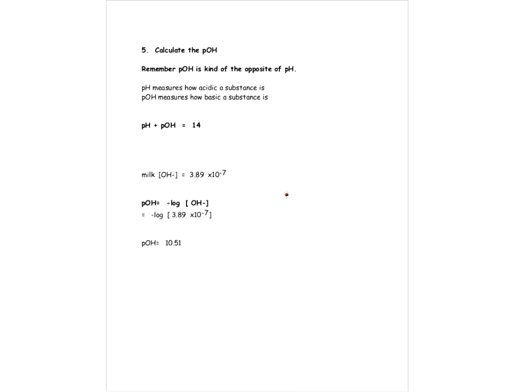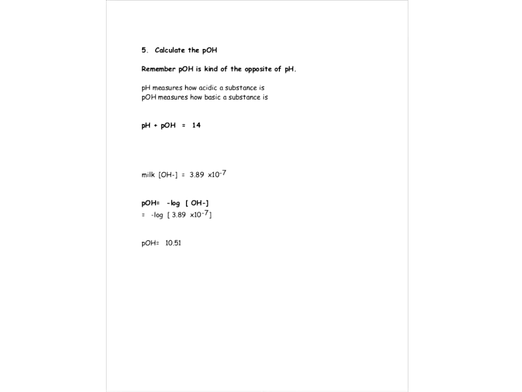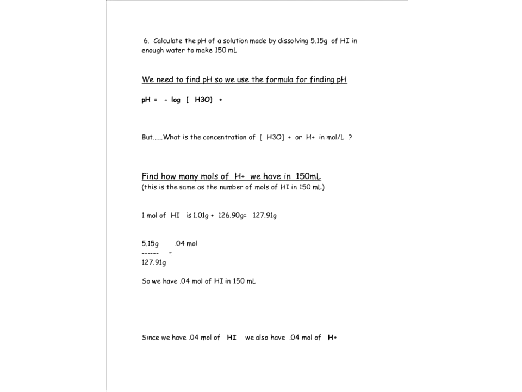Okay, so let's go to the next one. We're going to get a little more complicated at this point. I think this was our next one. Let's see, I don't think I skipped one. No. Okay, so this question says calculate the pH of a solution made by dissolving 5.51 grams of HI, which is an acid, in enough water to make 150 mL. So what do we need to do? We need to find the pH. How are we going to do it? Well, I wrote down here, we need to find the pH, so we use the formula for finding pH.